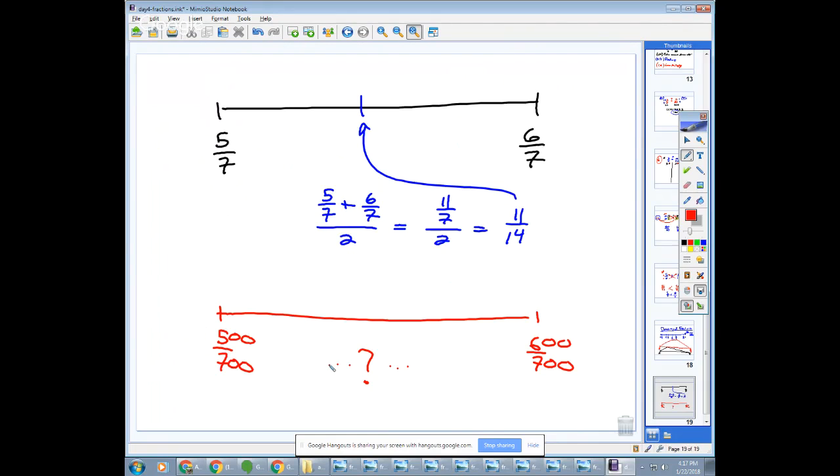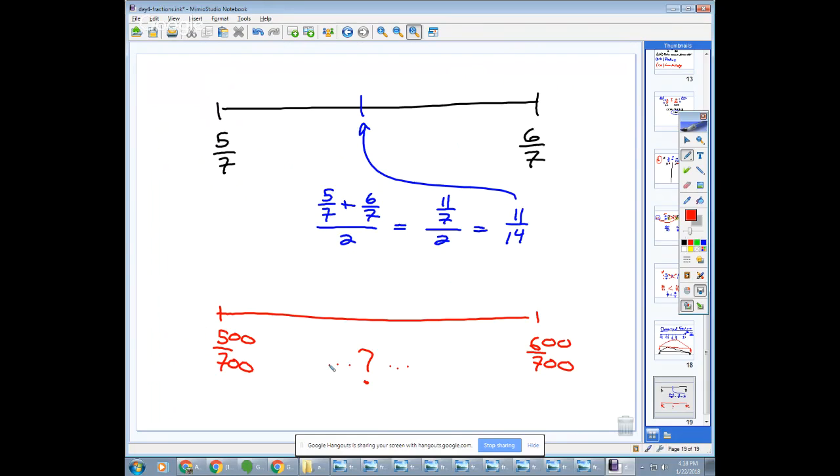So here's a couple of things to think about. You could just average them, add them up, divide by 2. That'll find the fraction in the middle. So 11/14 is in the middle. And that was kind of a lot of work. Not a lot, but a little.